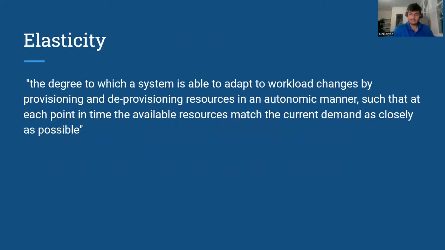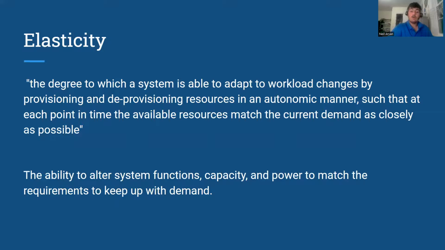Now we're going to be talking about elasticity. Elasticity is defined, and this is from Wikipedia, as the degree to which a system is able to adapt to workload changes such that provisioning and deprovisioning resources in an autonomic manner, such that at each point in time, the available resources match the current demand as closely as possible. I appreciate how much depth this definition went into, but I'm going to simplify this. The ability to alter system function, capacity, and power to match the requirements to keep up with demand. That's pretty much what elasticity is. And you can see that it's pretty similar to scalability, but it's not quite there yet.